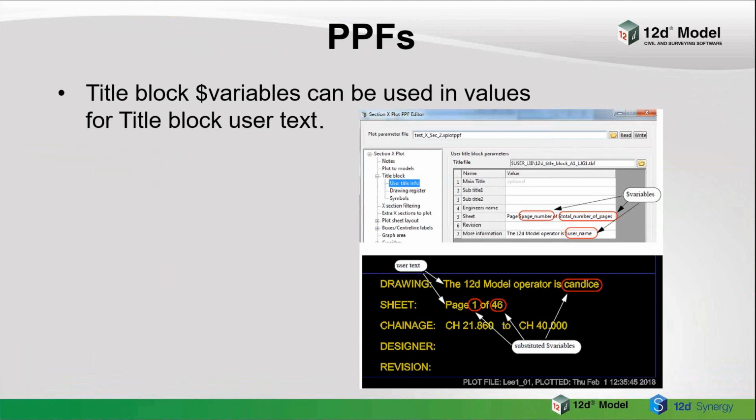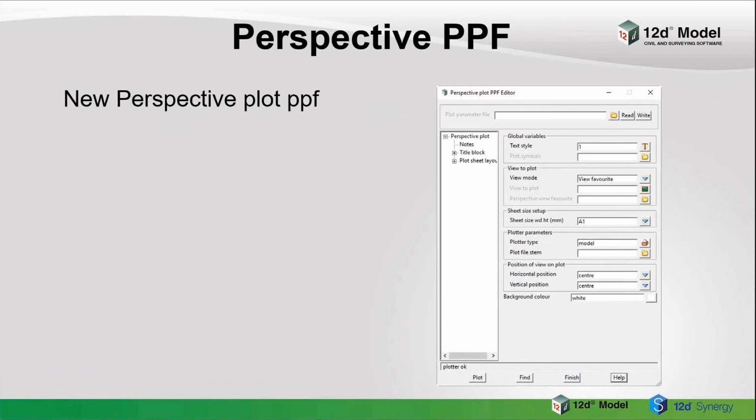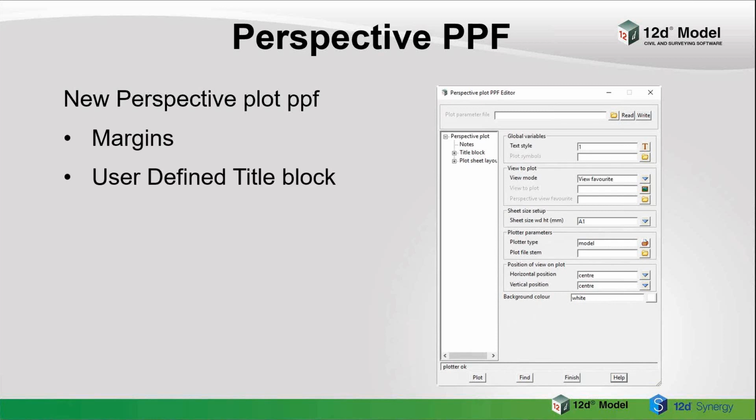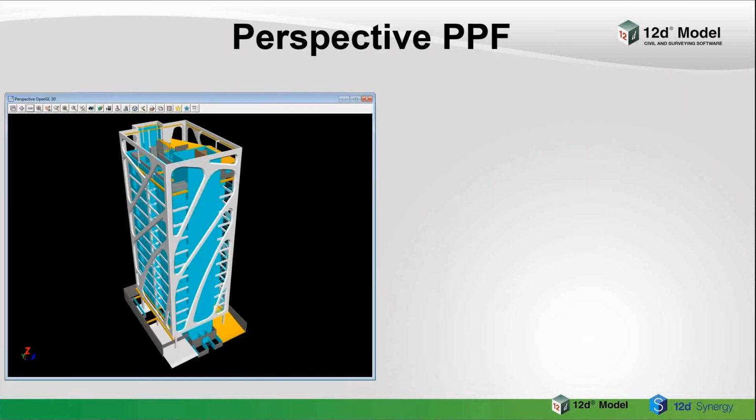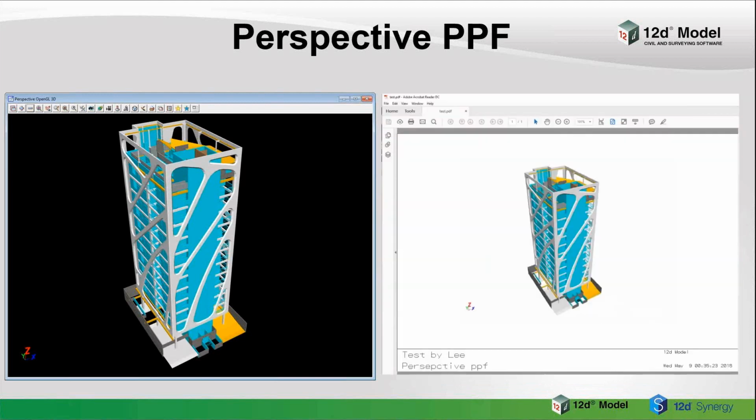We also have a new thing called a perspective plot PPF. You've only been able to do perspective plots before by going to the view. There's now a PPF there which controls things like margins, user-defined title blocks, view or use a view favorite, so you can use the favorite and you don't have to have a view anymore. And you can change the background color, and the high resolution factor, which allows you to get more pixels, so if you're doing a big plot, it can make it much less jaggedy looking. In this case, I've got a perspective view I've just created with a simple title block on it.